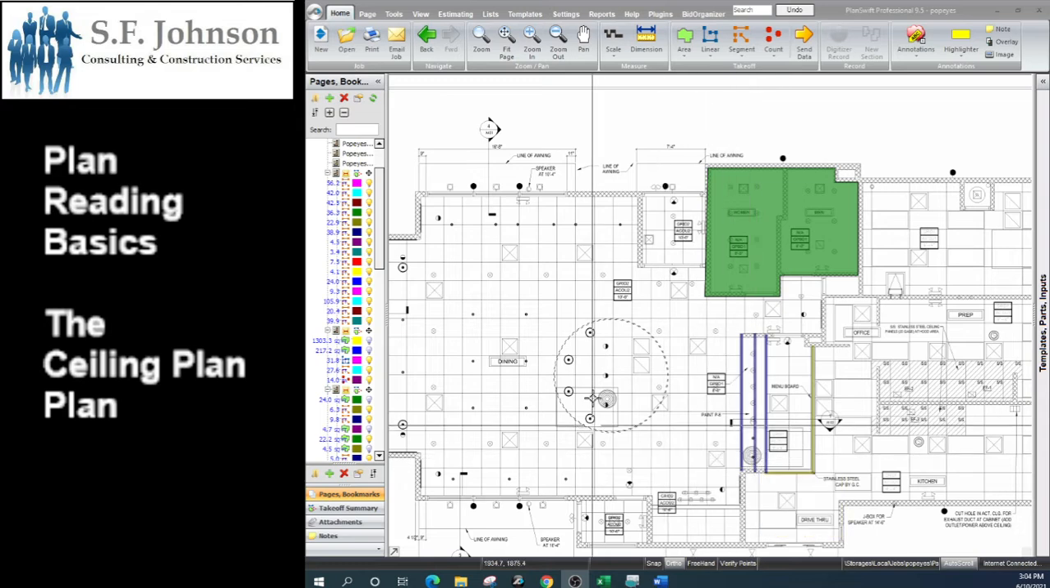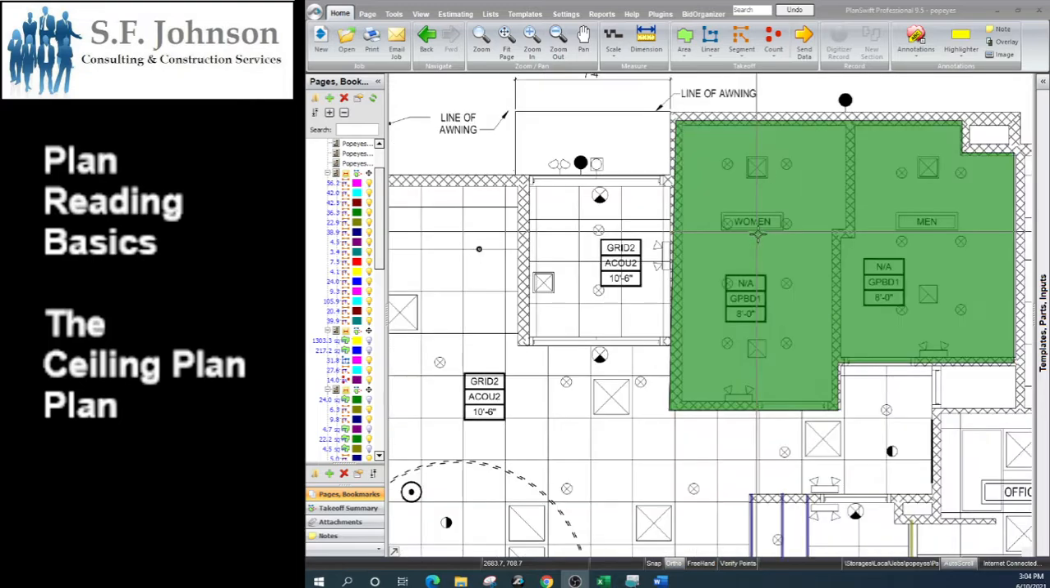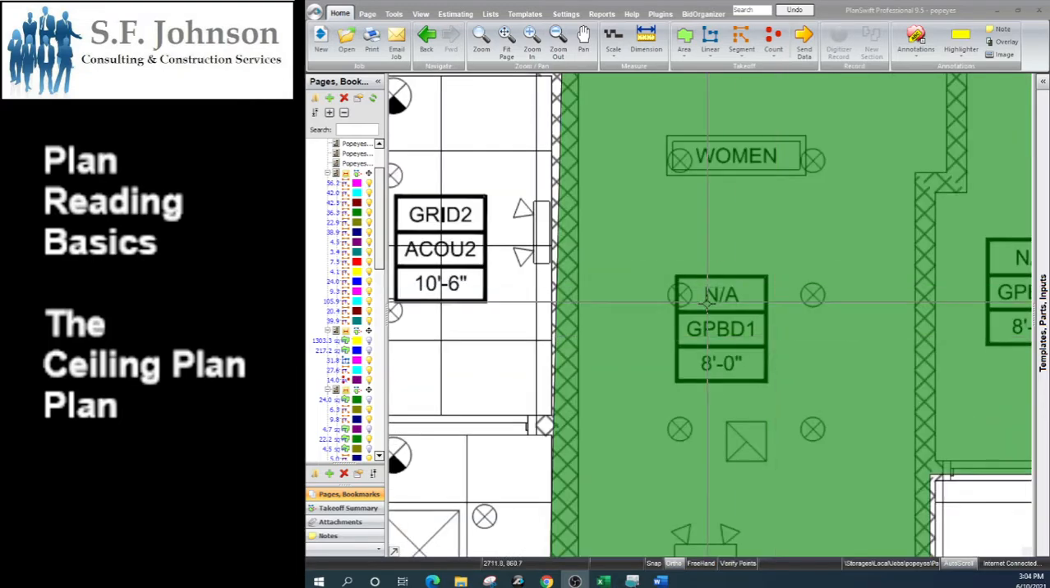So ceilings again for commercial will have a 2x2 acoustical ceiling tile, 2x4 acoustical ceiling tile, and then we'll usually have some gypsum or drywall, right? So this is saying that this is a drywall ceiling and the height of the ceiling is 8 feet above finished floor.